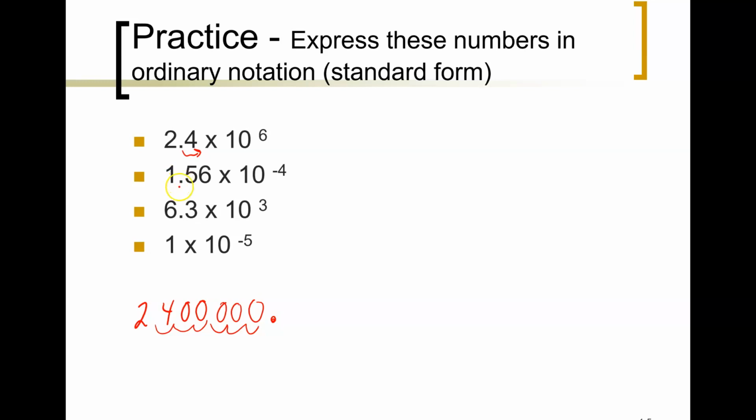1.56 times 10 to the negative 4. It's going this way 4 places. 1 is used up by the 1, so 0.000156. Let's double check. Going from here, 1, 2, 3, 4. I always place a 0 in front of my decimal. That's just so that the decimal doesn't get lost, really. It's not required.